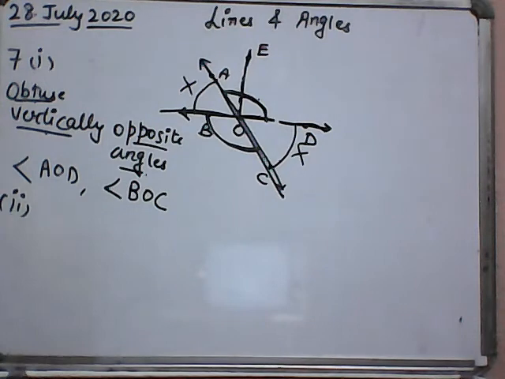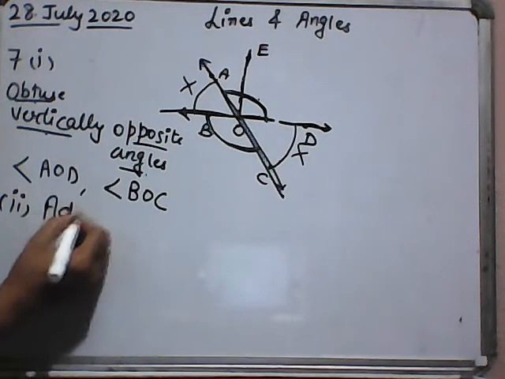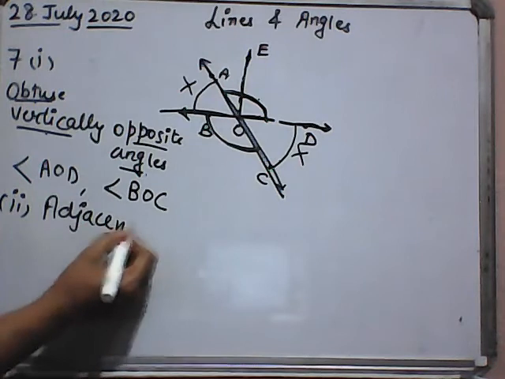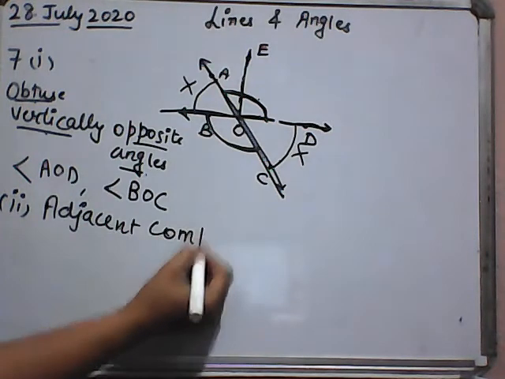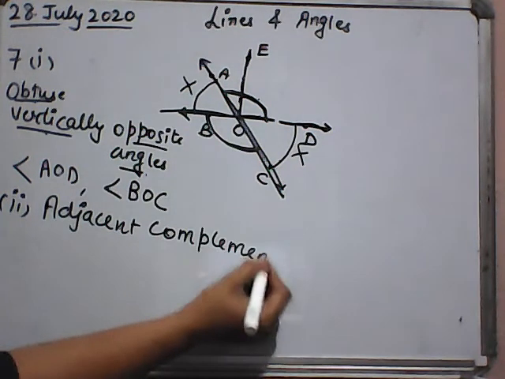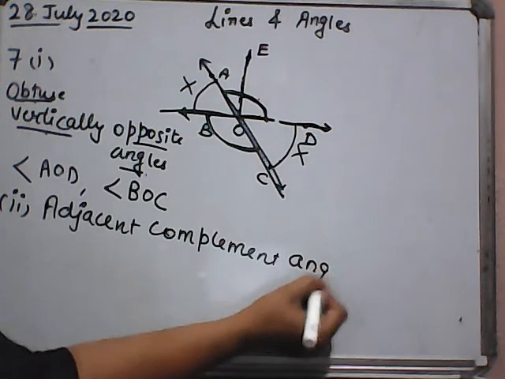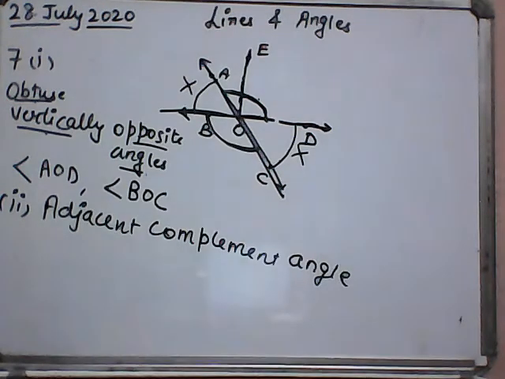Second part, you have to find out adjacent complementary angles. Complementary angles means angles whose sum is 90 degrees. Adjacent angles means they have the same vertex, a common arm, and non-common arms on the opposite sides. So you have to find the adjacent complementary angles in this figure. What are the adjacent complementary angles?